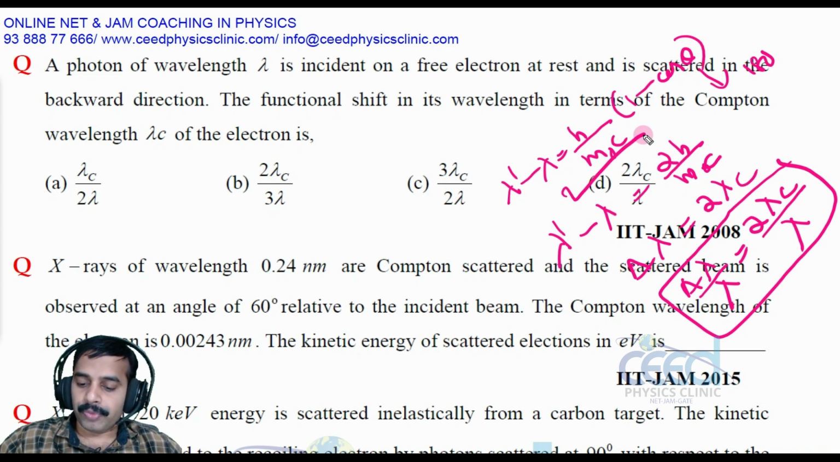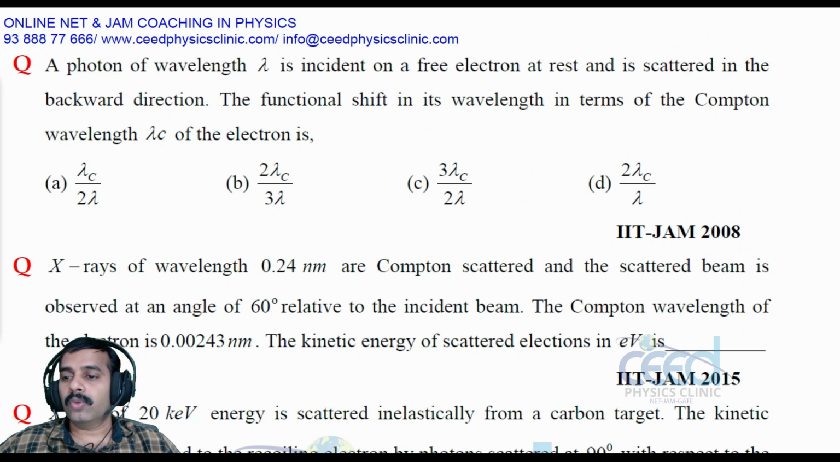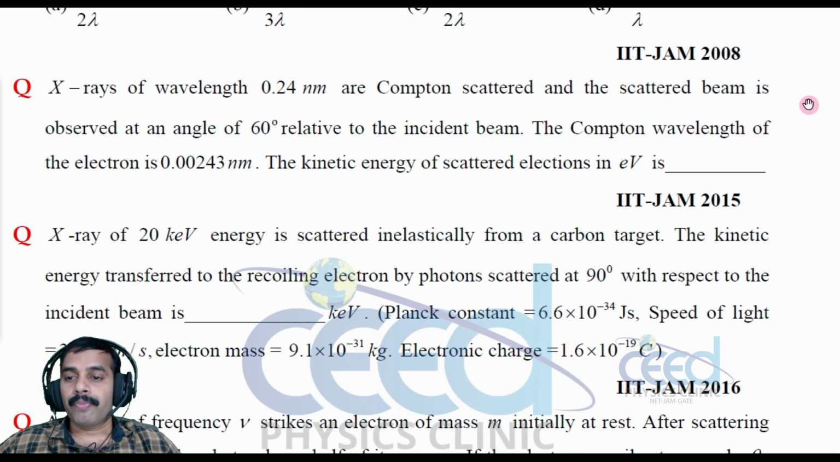All right. Now let us come to another question. The question is, X-rays of wavelength 0.24 nanometer are Compton scattered, and the scattered beam is observed at an angle of 60 degrees relative to the incident beam. The Compton wavelength of the electron is given. Find the kinetic energy of the scattered electron in electron volts.